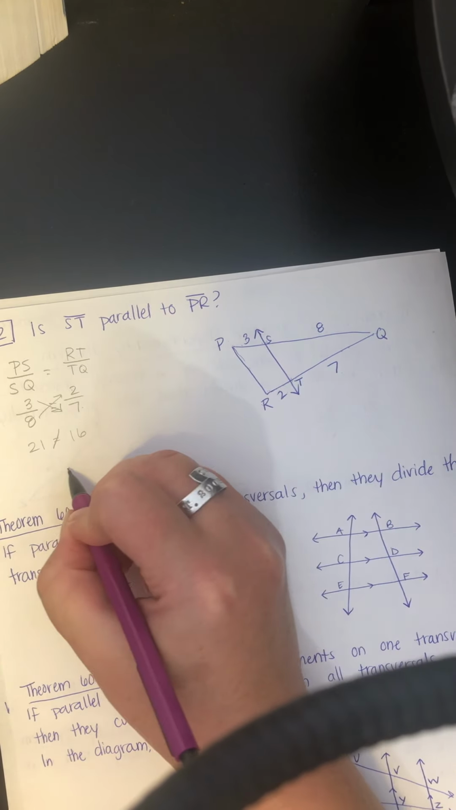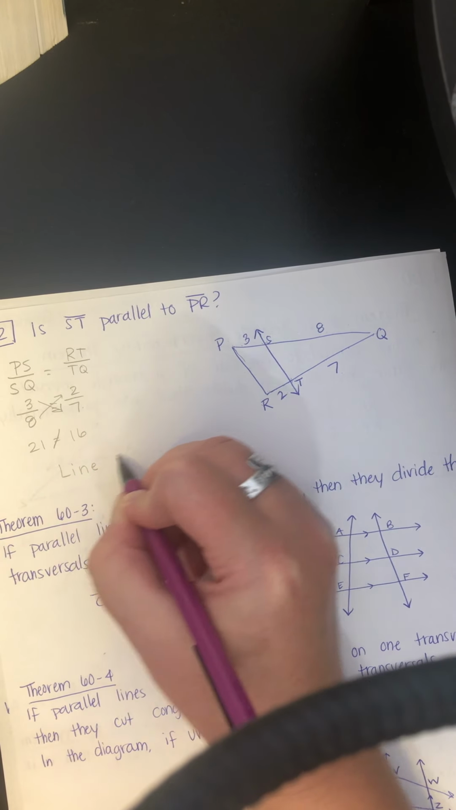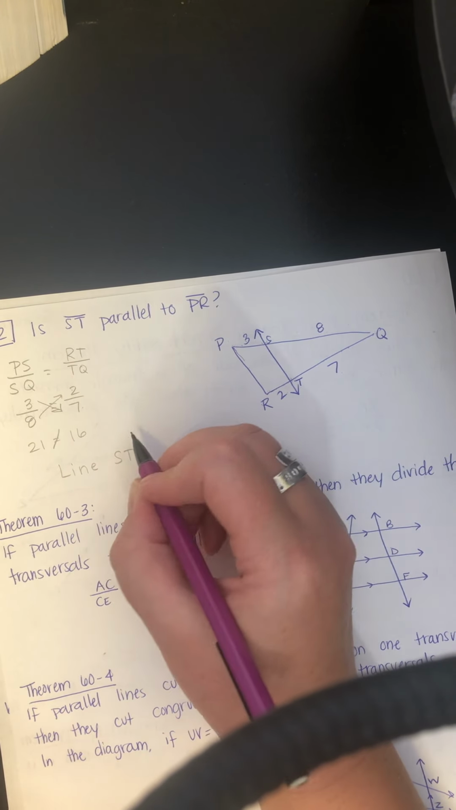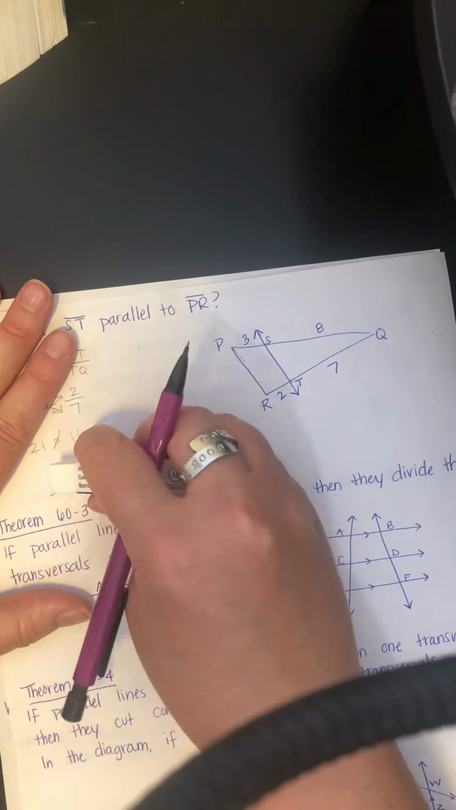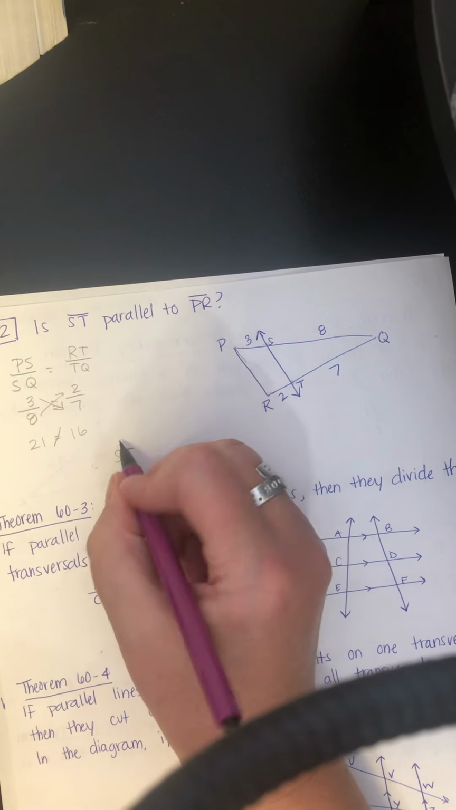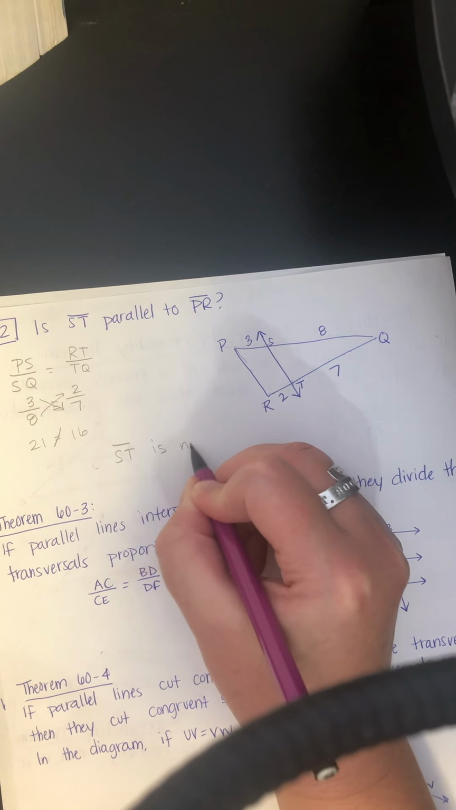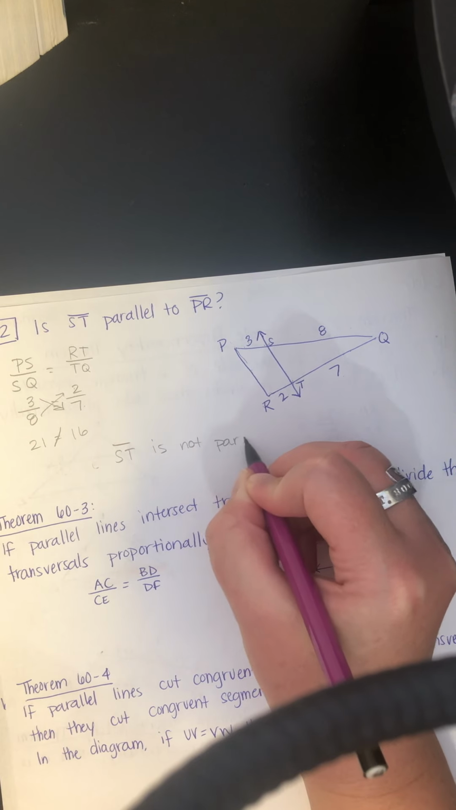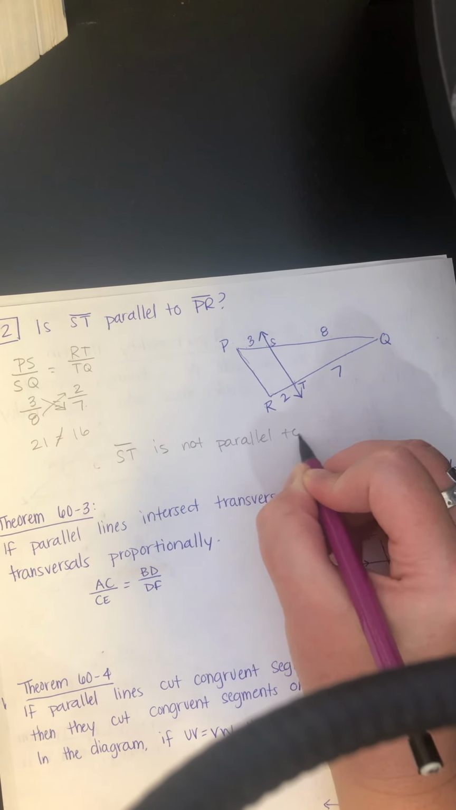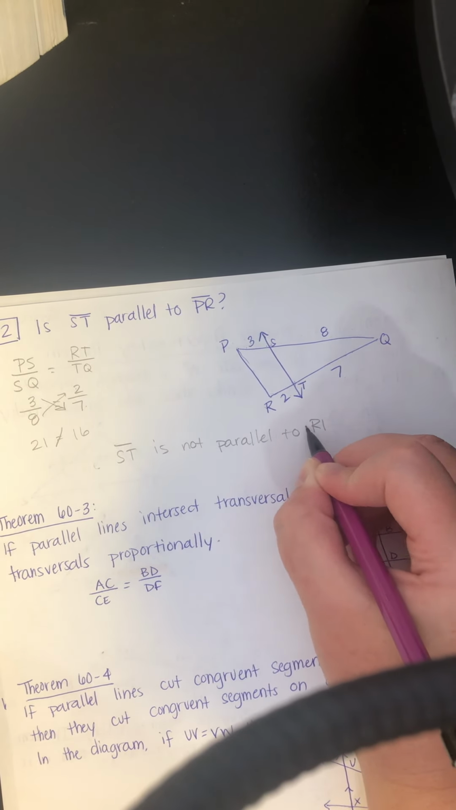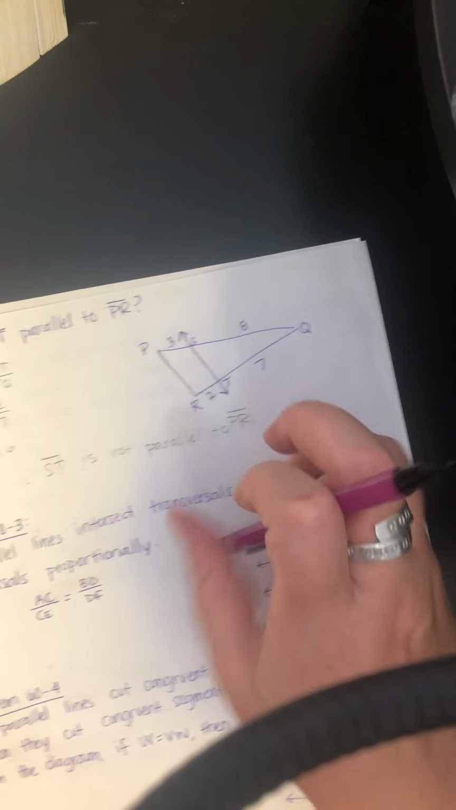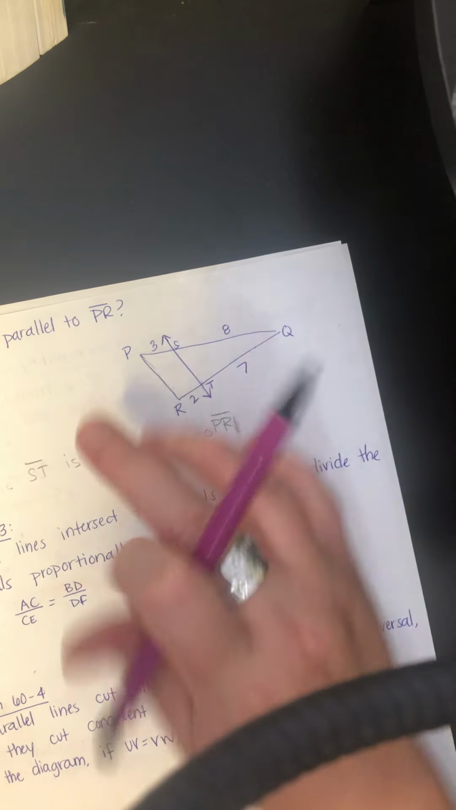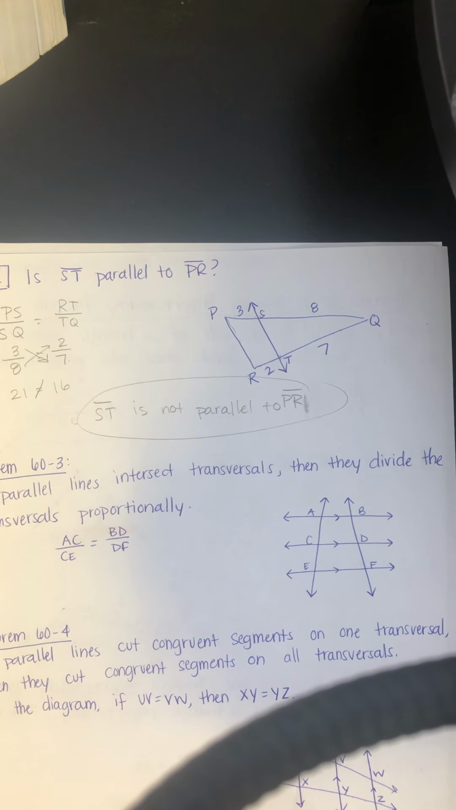Okay, so you can write it out, or I guess you could use your symbols, huh? Okay, so this is our answer. Segment ST is not parallel to segment PR.